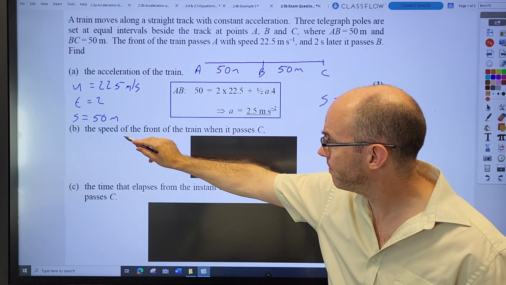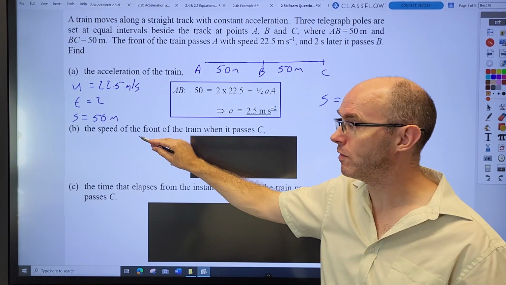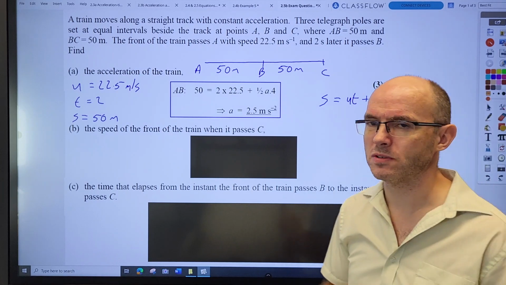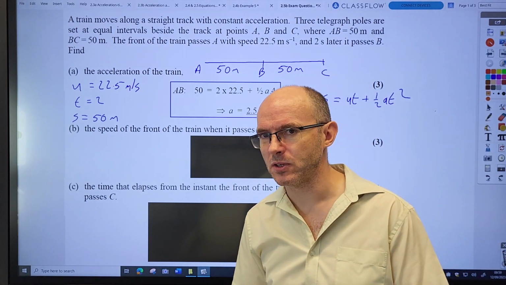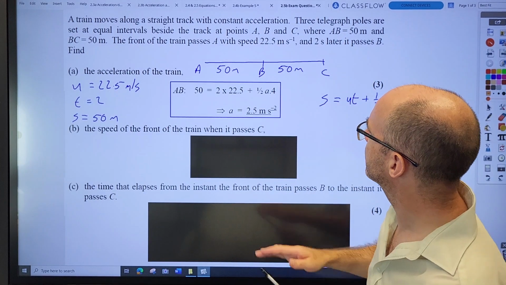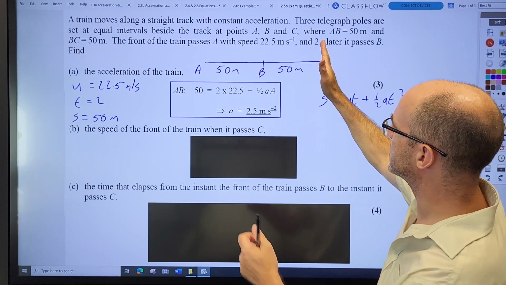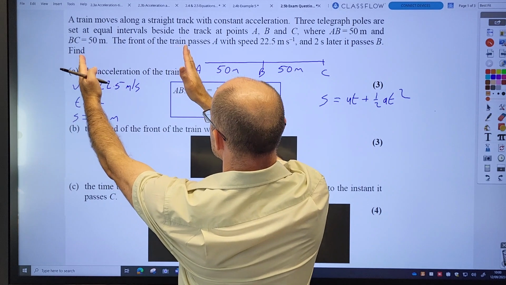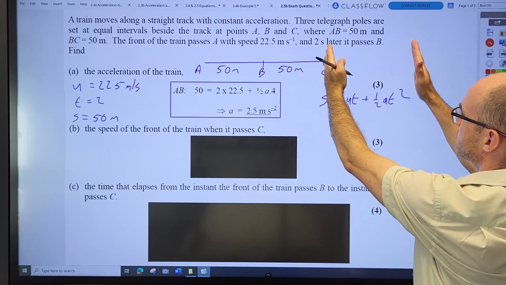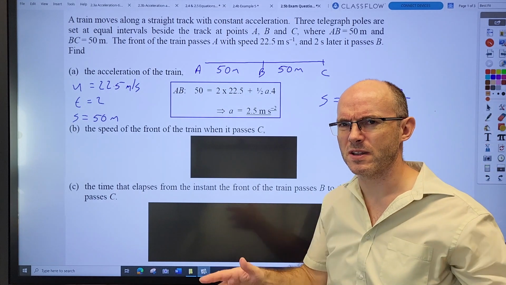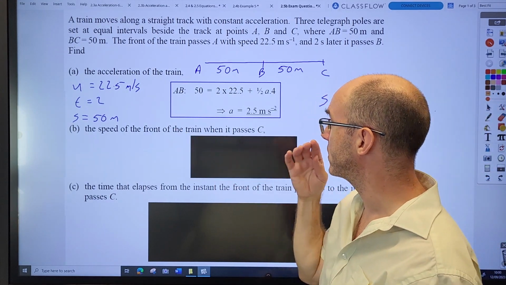Second part, find the speed of the front of the train when it passes C. It's important that we talk about the front of the train, because if that's the front of the train, this might be the rear of the train, because it's speeding up. Notice when the rear of the train hits it, the front of the train is there. It's already going even faster. So that's why they're emphasising the front of the train.